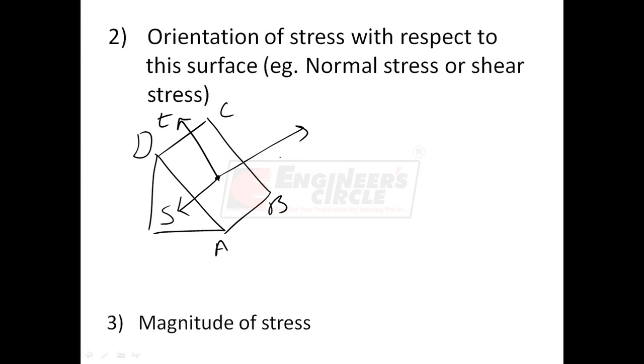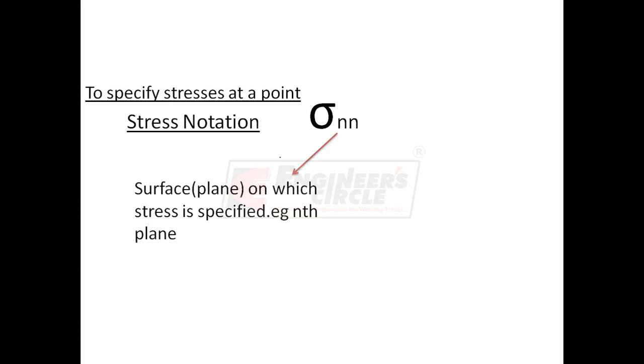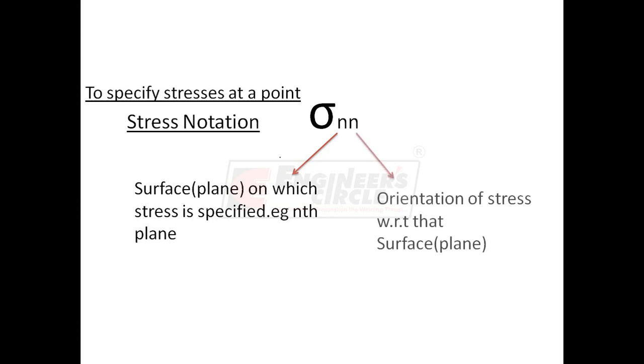The third quantity to specify is the magnitude of the stress. To specify stresses at a point, we use stress notation. The stress notation symbol contains two subscripts. The first subscript specifies the surface on which stress is to be written. That is, we want to specify on the xth plane or the yth plane or the zth plane or any nth plane. The second subscript specifies the orientation of the stress with respect to the chosen surface.